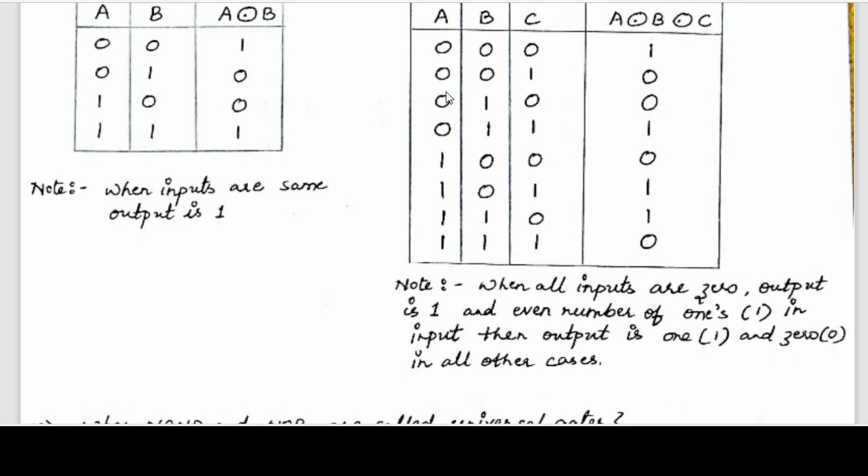And for an even number of ones, the output is 1. Even number of 1s, look here. Count the number of ones. 1, 1. It is 2, even. 2 count of ones, so it is an even number, so the output is 1. This is only 1, so an odd count, 0. 1, 1, even count of 1, so it is 1. Even count of 1, so it is 1. Odd count of 1, so it is 0. So you need to remember this point to learn the truth table.